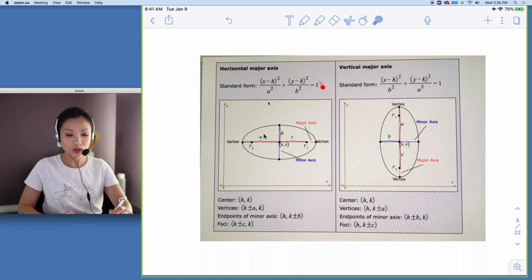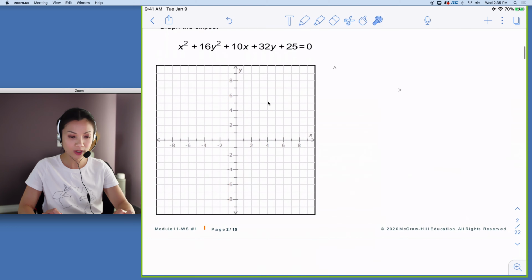This is what you have for the standard form. So when you see the standard form right here, you can recognize the center right away, which is (h, k). Notice that h always goes with x and k always goes with y. And then you have the vertices, you have the endpoints, and you have the foci as well. So let's try to work out some problems.